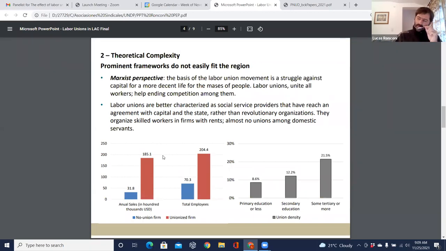Let me talk a bit about the conceptual complexity of answering our objective. We have received some theoretical frameworks from Europe or from North America about how unions affect inequality and efficiency. And I would argue that those conceptual frameworks do not easily fit in Latin America, in the region. So let's start with the Marxist perspective. Basically, the idea is that the union movement is a struggle against capital for a more decent life, particularly for all workers, and particularly for the most vulnerable workers.